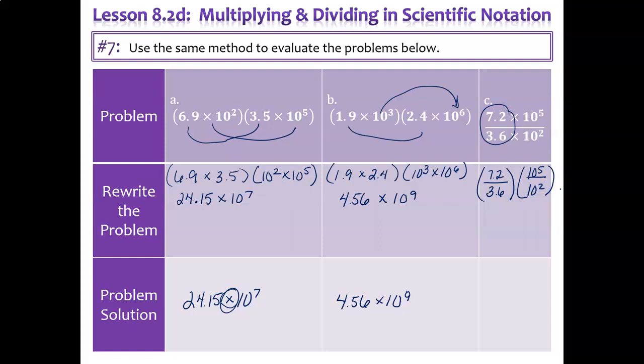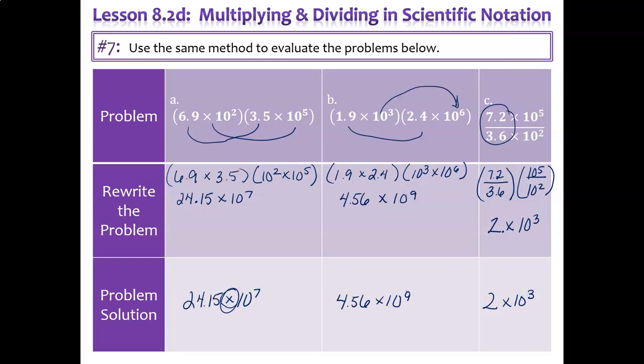So 7 and 2/10 divided by 3 and 6/10 is 2. And then when you are dividing powers with the same base, you're going to subtract the exponents. So that's 10 to the 5 minus 2 power, which is 10 cubed. You want to check to make sure that's in scientific notation. The decimal is 1 to the left, and that's a power of 10, you're good. So this is 2 times 10 cubed.